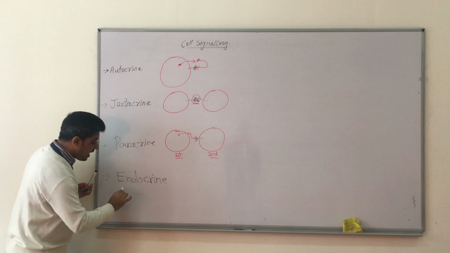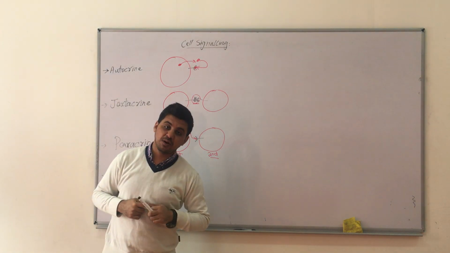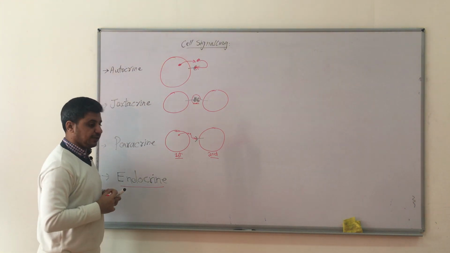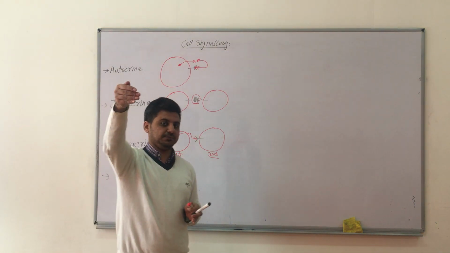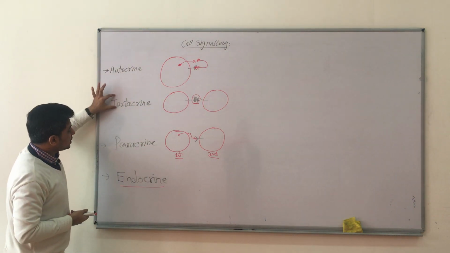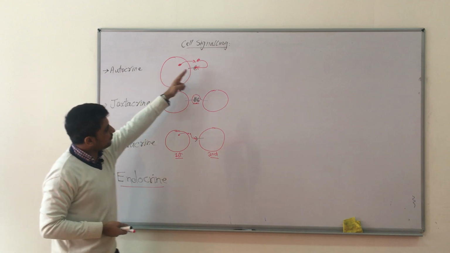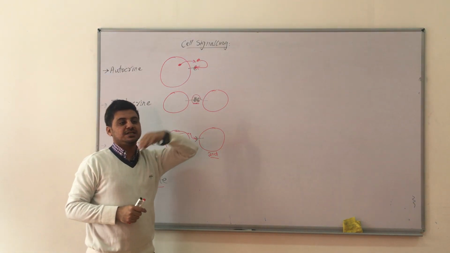Such communication is named paracrine communication. And the fourth one is endocrine communication, which is very important in our body. Endocrine communication is for distant communication. Let me clarify one thing here: autocrine, juxtacrine and paracrine are for local communication. They are not for distant cells.